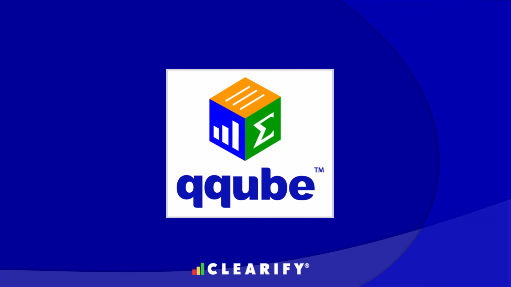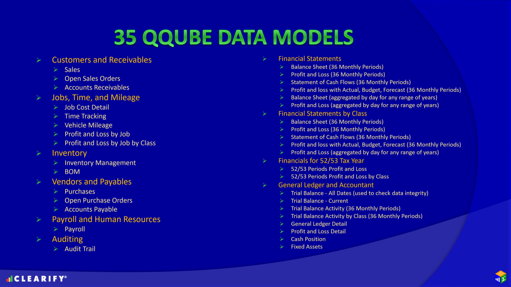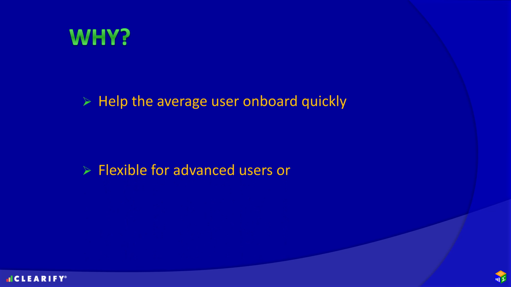In this video, we show you how we implemented over 5,700 DAX measures in QuickBooks for our Power BI and Power Pivot examples. We provide several dozen Power BI PBIX workbooks to showcase our 35 QuickBooks data models with two purposes in mind. The first is to help the average user get started without having to know DAX. The second is to provide a methodology that is sound yet flexible enough for advanced users and developers.